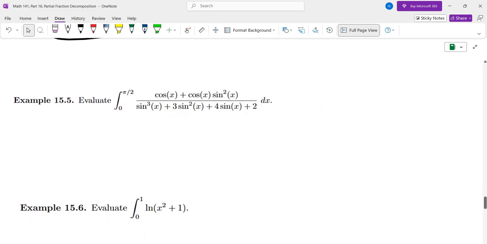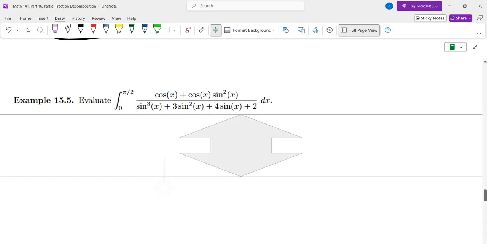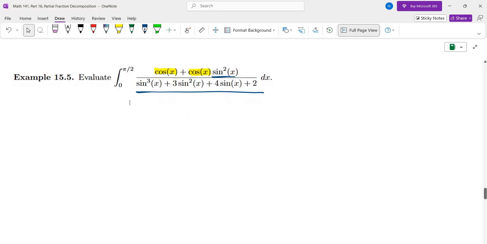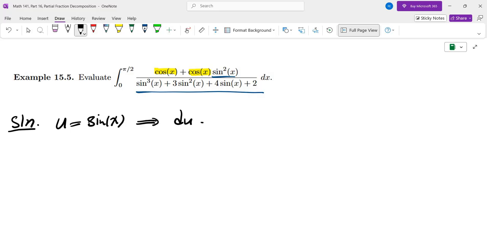Okay, let's look at a couple more examples. The next example is evaluating this definite integral. If you notice, there is one term of cosine here. If you factor out cosine, there's one cosine here, and everything else is in terms of sine. So it makes sense to do a u substitution for sine because its derivative is right there. So we'll do u equals sine of x. That gives us du equals cosine of x dx.